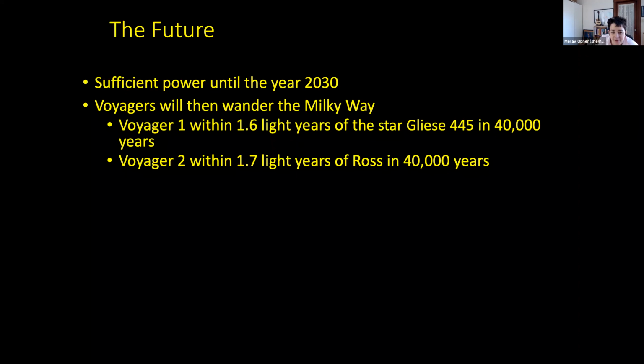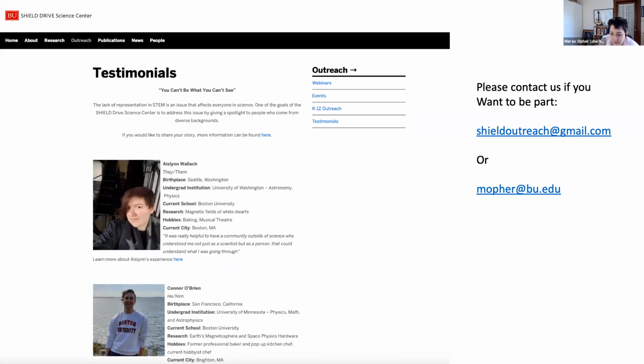Okay, so I'll just leave this as my last slide. Voyagers have sufficient power until 2030, so they will keep taking pictures and data, and we still have IMAP that is going to take ENA pictures. I wanted to open for questions.